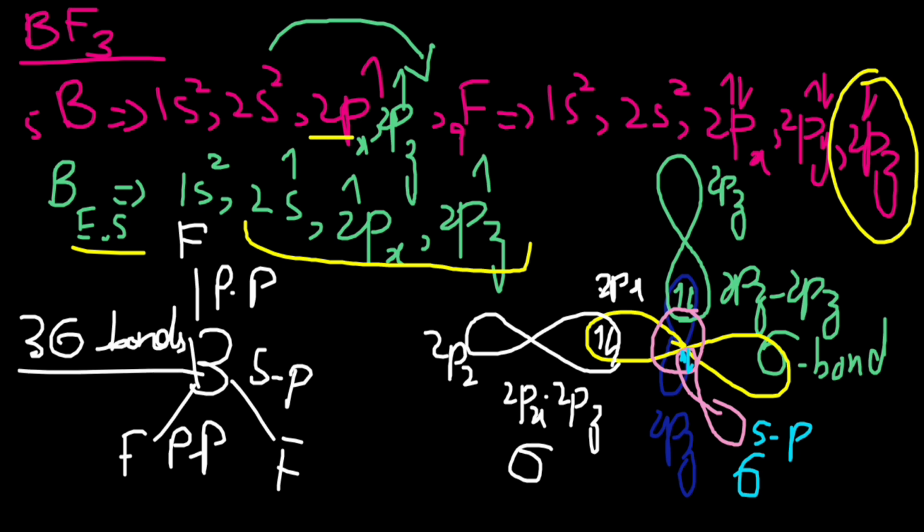Now here is a point: one of the bonds in boron trifluoride must be different from the other two bonds. This is the point to be noted. Its answer will be given to you at the end of this video in the limitations of valence bond theory.